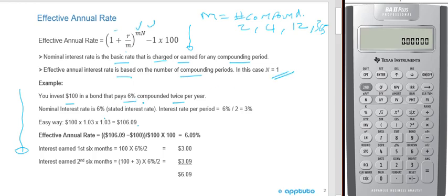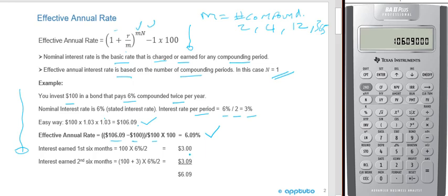So we're investing in a bond that pays 6% compounded twice per year. The interest rate per period is the 6% divided by 2, which equals 3%. As I said, there's an easy way to figure out the effective rate without the algebra, just some common sense. I would start with $100 times 1.03. So at the end of 6 months, I would have $103, and then times 1.03 for the second part of the year, and I'd have $106.09 at the end of the year. Anyone can calculate ending minus beginning divided by beginning, and it's going to give us 6.09%.